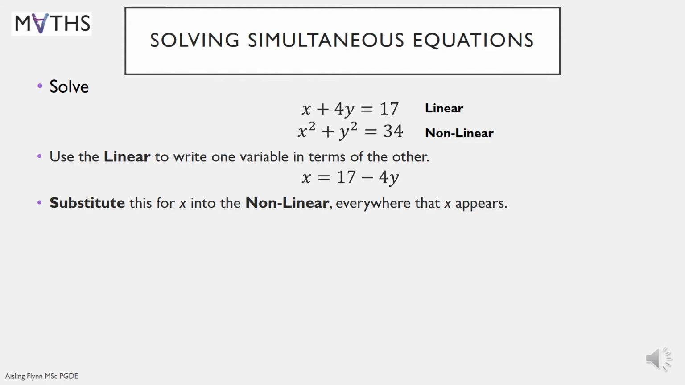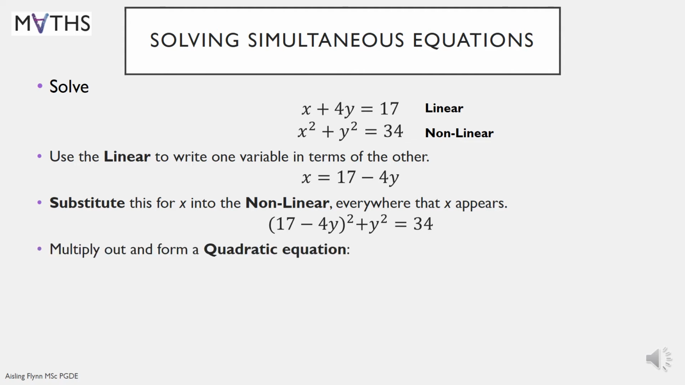Okay, so look at the nonlinear. We have x squared plus y squared equals 34. So instead of x, we are now going to write 17 minus 4y. Okay, and that needs to be squared according to the equation above. We have to add y squared to that, and it's equal to 34. Okay, so we have substituted for x, and now you can see that there is only one unknown variable in our equation. So in essence we have eliminated x, so now we can solve for y.